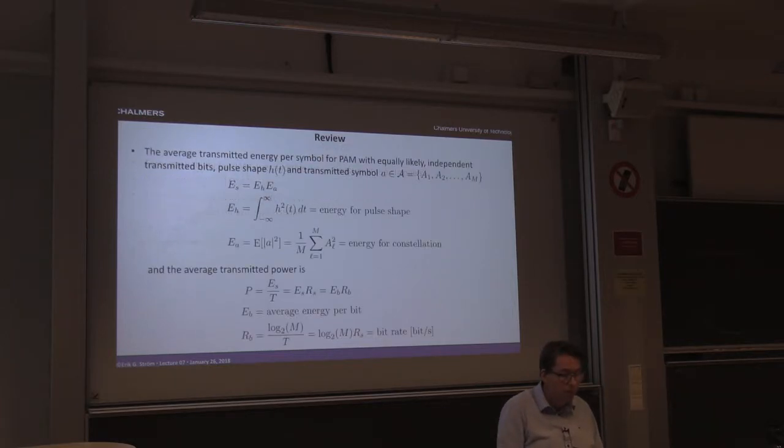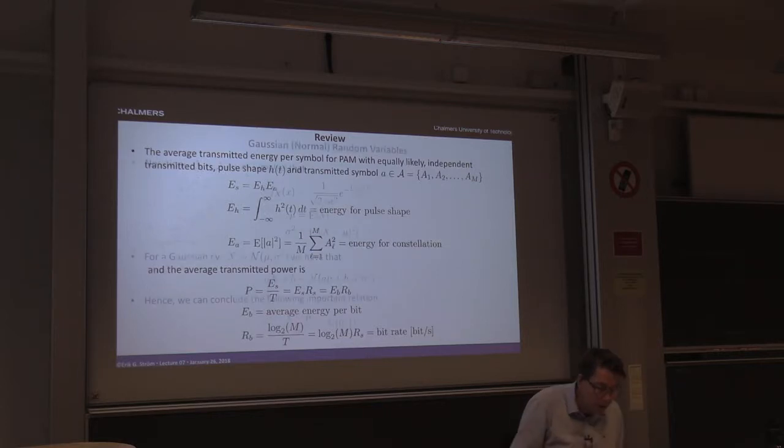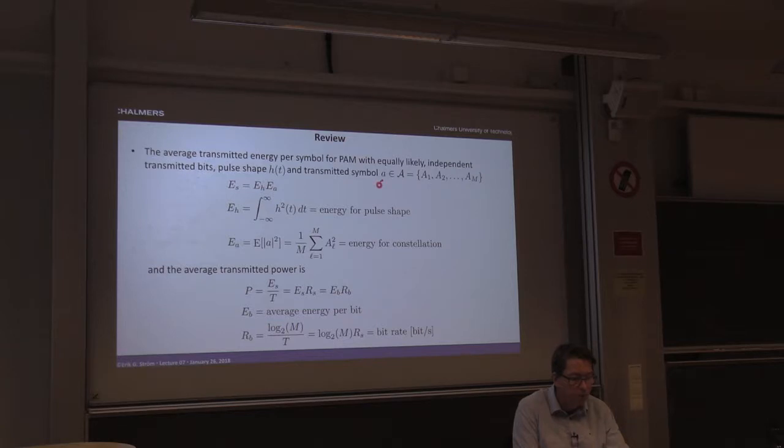Okay, but to review, what we talked about last time was, among other things, pulse amplitude modulation. We have a pulse shape H, and we have a symbol alphabet curly A, A1 through AM. Now what we would like to do is to calculate the energy per symbol, the average energy per symbol, which is basically the energy we need in order to transmit the bits which belong to one symbol.